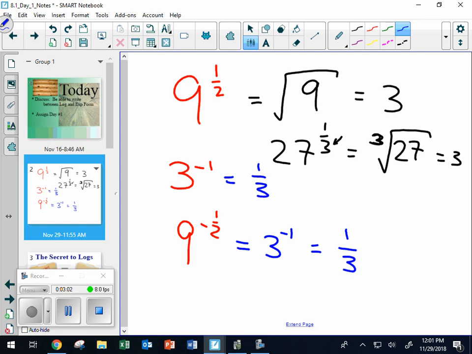Awesome. So looking at these, just knowing what to do when you have a fraction in your power, or knowing what to do when you have a negative in your power, or if they're combined. These are tips and tricks that you will definitely need to know for this unit. Okay, moving on.